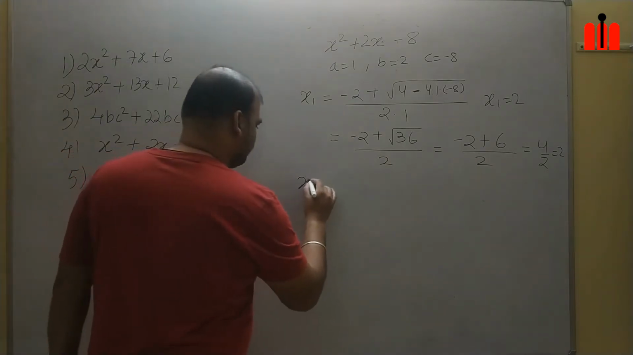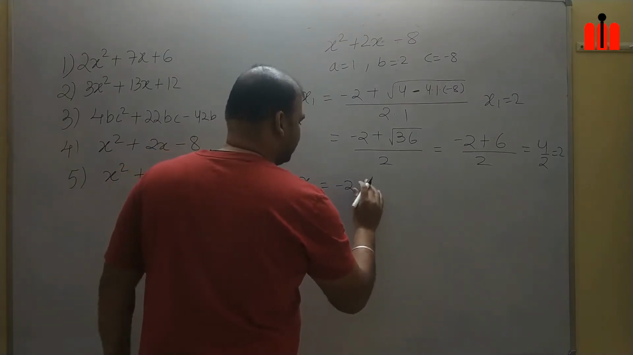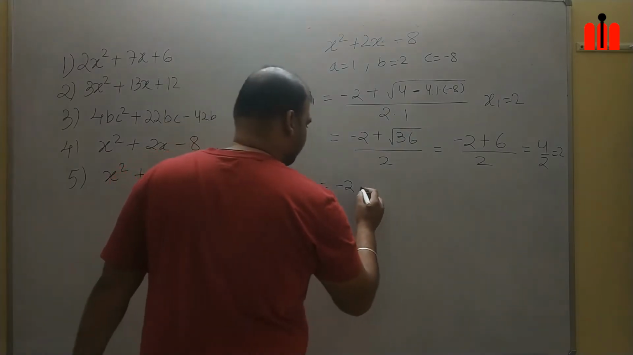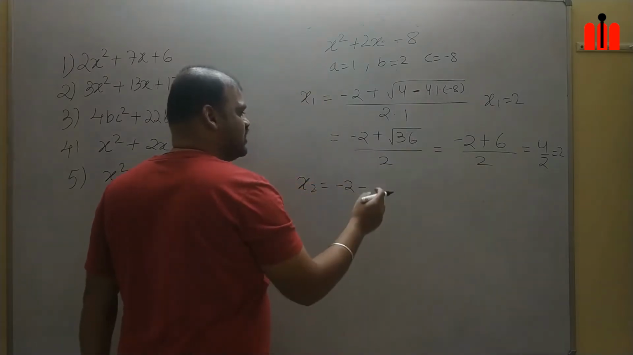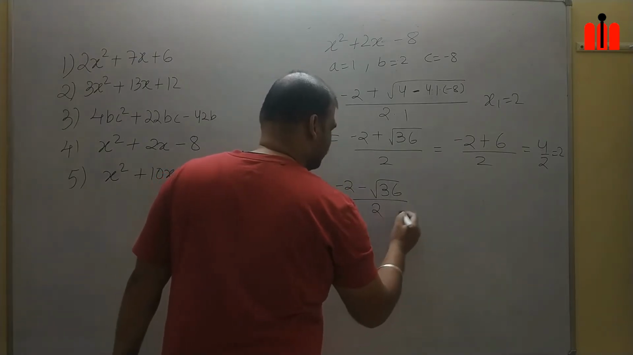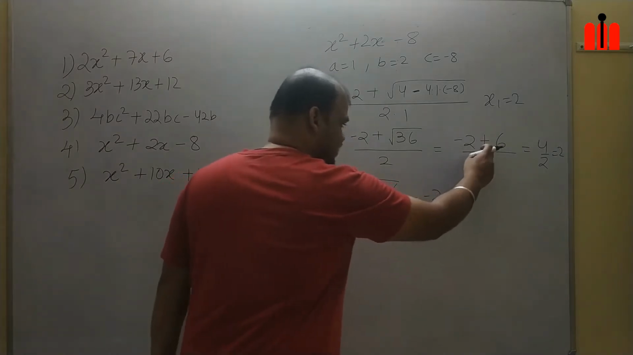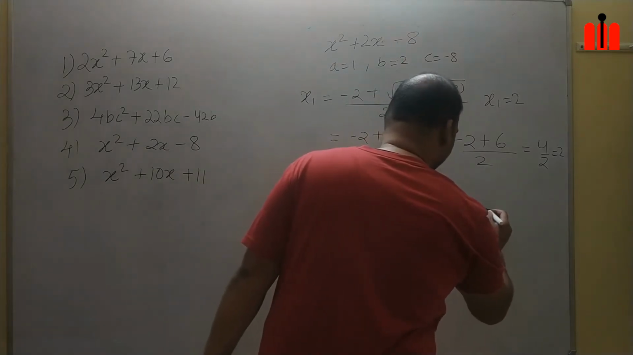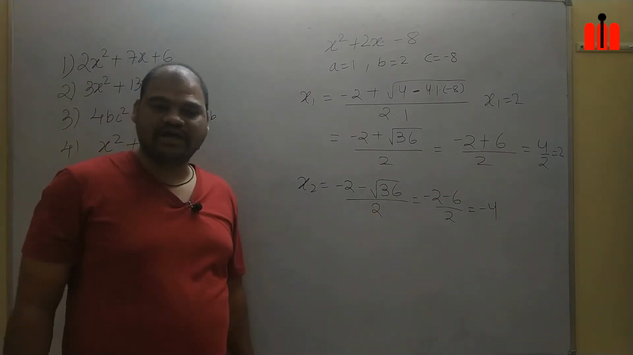Now how will you get x2? x2 will be equal to minus 2 minus root of b square minus 4ac, which is the same, root 36. So it will be minus 2 minus root 36 by 2. This is equal to minus 2 minus 6 by 2. The only difference is here you have plus and here you have minus, and this will be equal to minus 4. So x1 will be 2 and x2 will be minus 4.